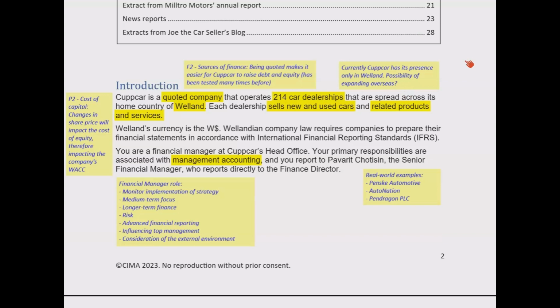So welcome to today. What we're going to do today is look at the first half of the pre-seen, and go through it and think about what information we need to know from it to be confident when we come to the exam. In the exam, we're going to be tested on how we can apply various areas of knowledge from F2, E2 and P2 to Cuppcar and to this car dealership that we're being told about. To be confident to do that, we really need to have a good background about the company, how it works, and the industry that it's in.